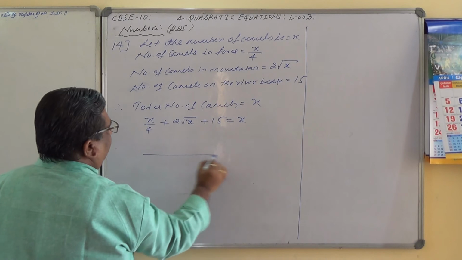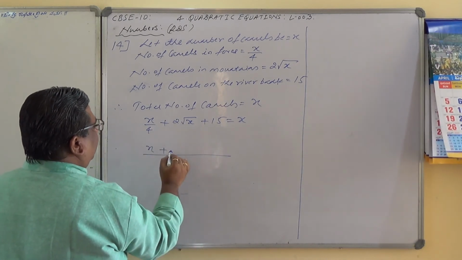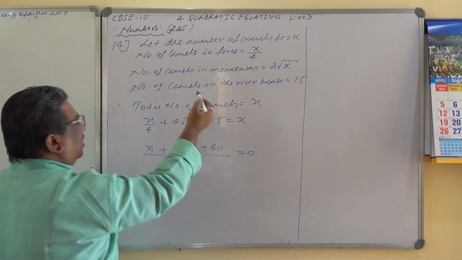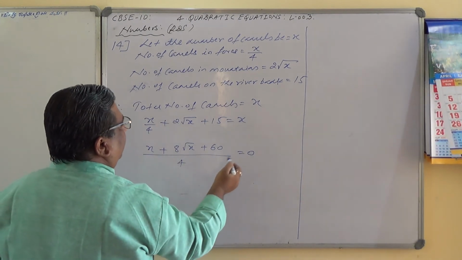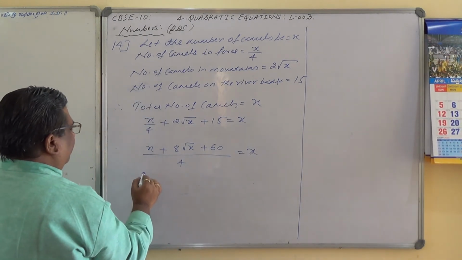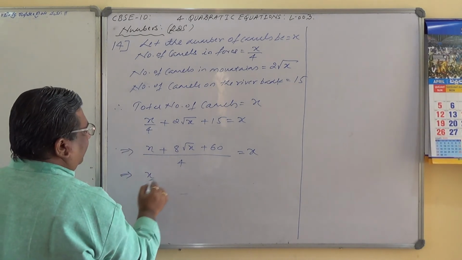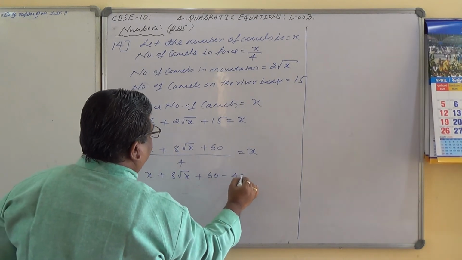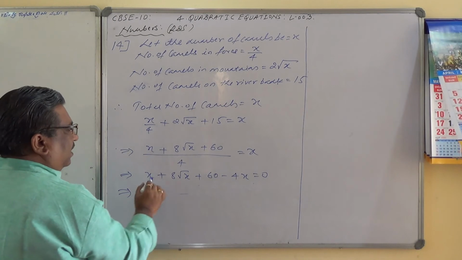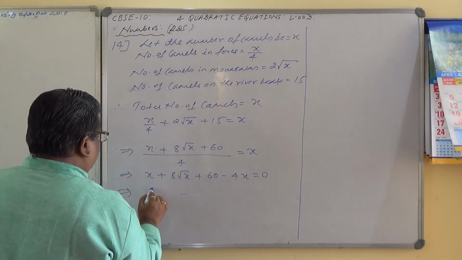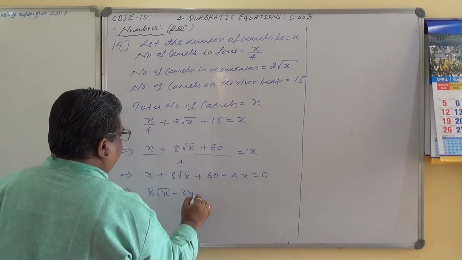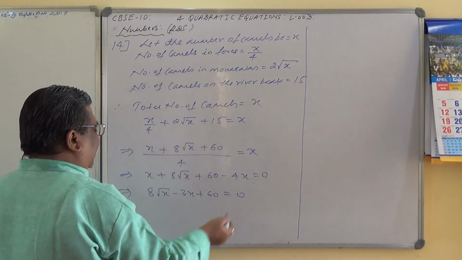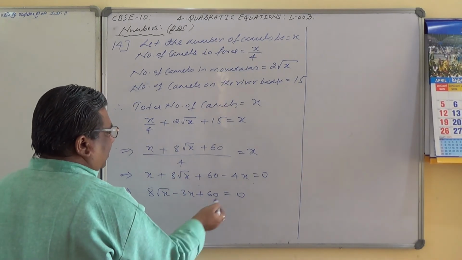Take LCM. LCM is 4. x plus 8 root x plus 60 equals 4x, because 1/4 and 15 over 4 gives 60, and this is 4x here. Therefore, x plus 8 root x plus 60 minus 4x equals 0. This implies x minus 4x is minus 3x here. So 8 root x minus 3x plus 60 equals 0. Let me check now.